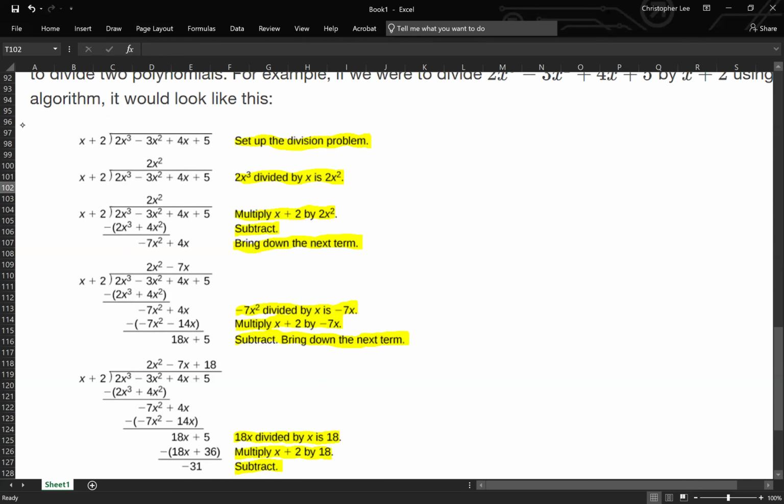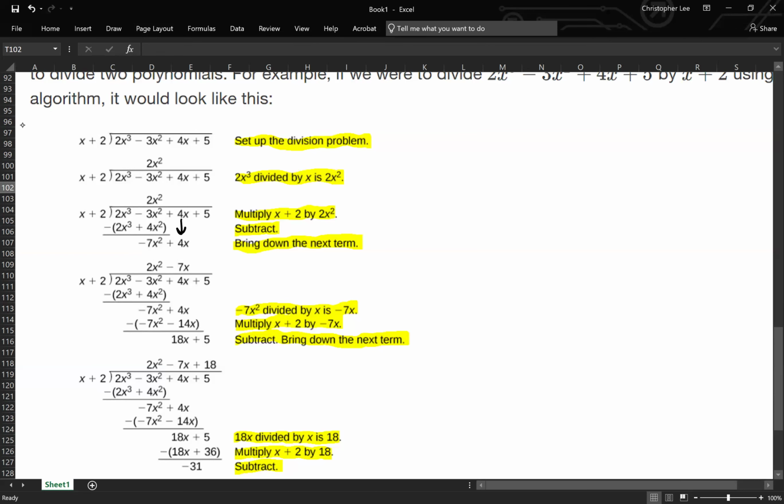After that, you subtract. Now, this is polynomial subtraction, so remember that this is going to get distributed over here, and then you add. So 2x cubed minus 2x cubed, you already know. Negative 3x squared minus 4x squared is negative 7x squared. Then bring down the next one. So now I have negative 7x squared plus 4x. X goes into negative 7x squared negative 7x times.